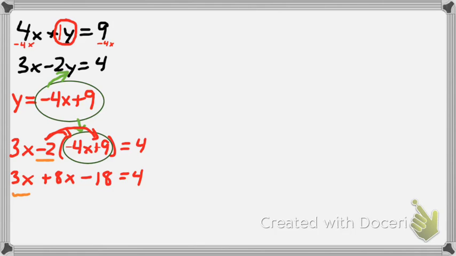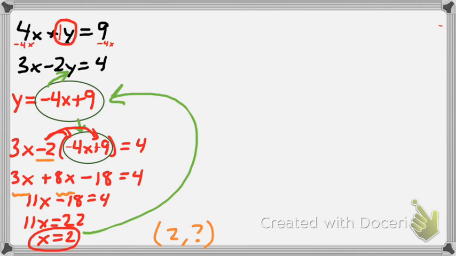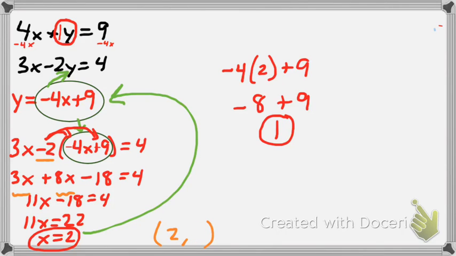3x plus 8x is 11x. Minus 18 equals 4. 11x equals 22. X equals 2. So my answer is 2, something. Put the 2 back in the bubble. Final answer, 2, 1.